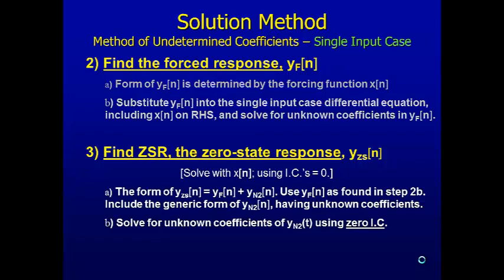Let's cut to the chase. K2 then in that case is 2/3. Plus 2/3 times (-1/2)^n. And then here's my zero state response for the single input case. Everybody okay?